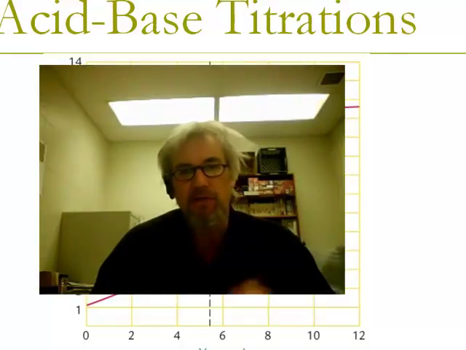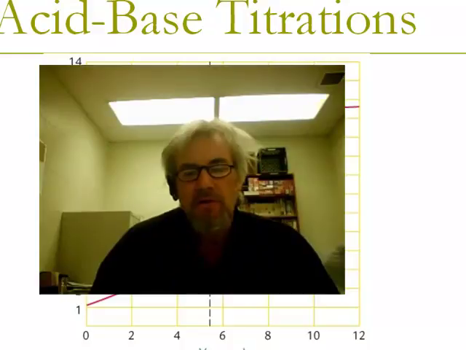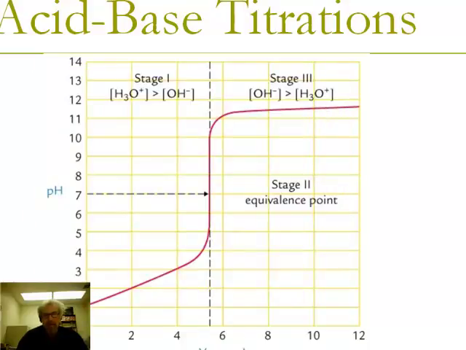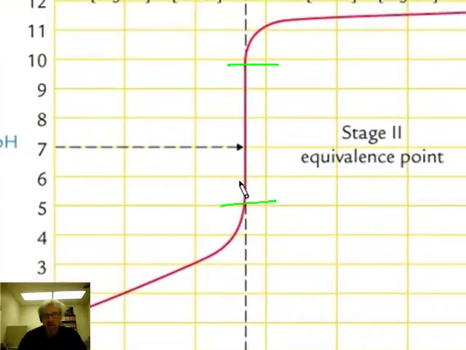In this video, we're going to use what we've just learned about acid-base titrations and how they work to use titrations as a tool for determining the concentration of an unknown acid or base. The basic idea is this. We have seen that there's a dramatic shift in pH with very little change in volume right at the equivalence point.